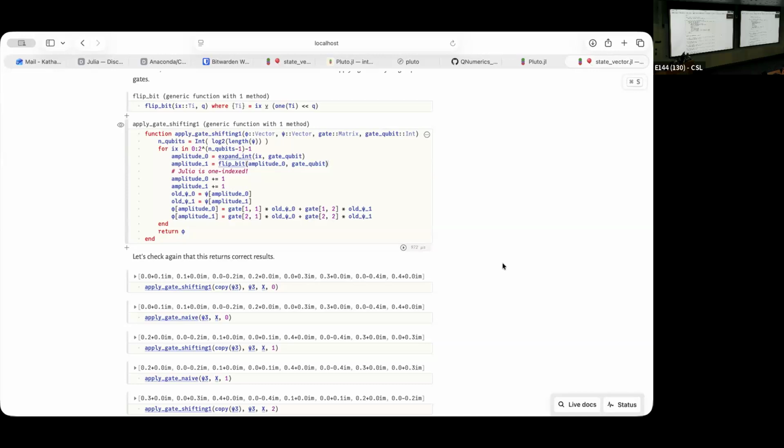But once I have these two indices, I have all the information I need to look up the two amplitudes I need to actually compute this. And that's indeed what's happening in this function here, where once I look up the amplitudes, and again, I have to add a 1 here because Julia is 1-indexed, not 0-indexed. Then I can just apply these gate elements, again suffering from the fact that Julia uses 1-based indexing, to update the amplitudes in the output state vector.